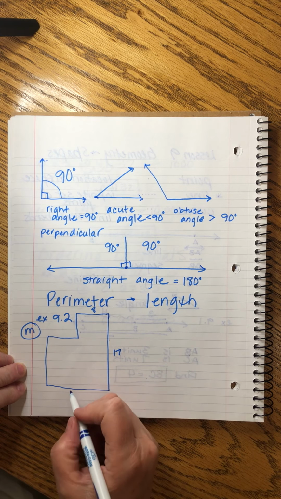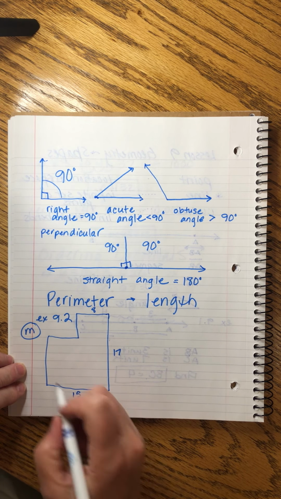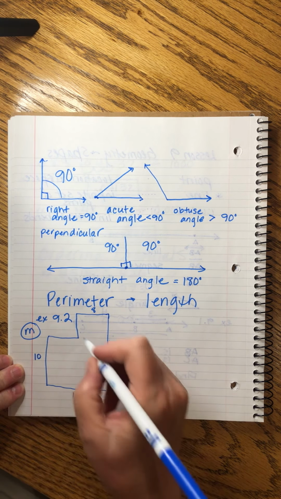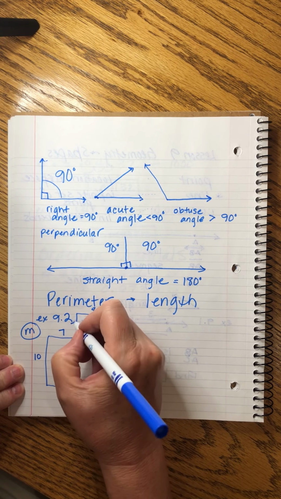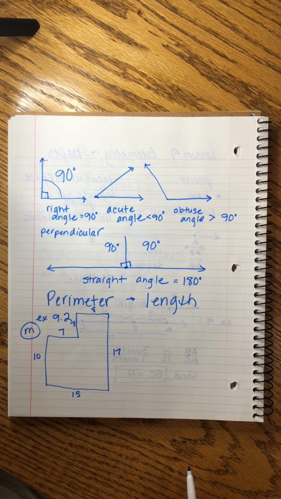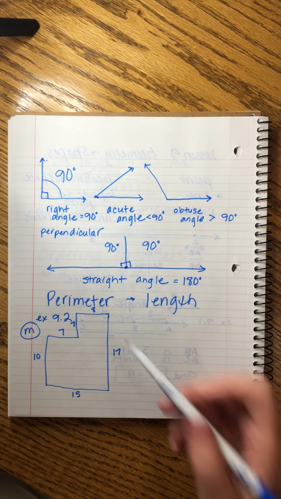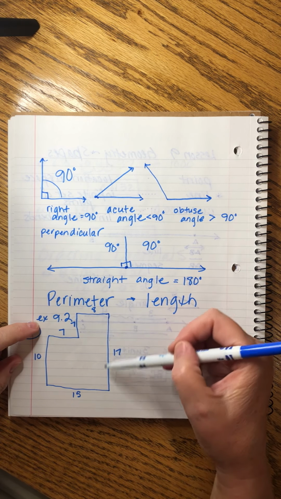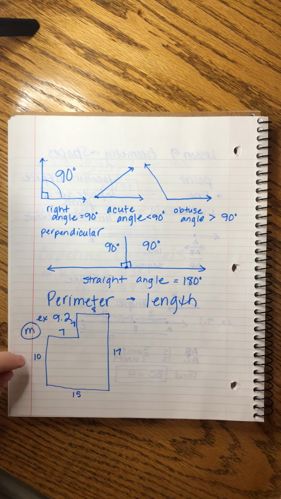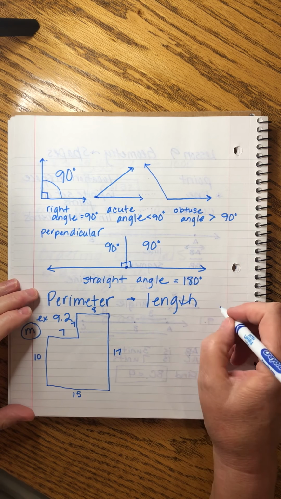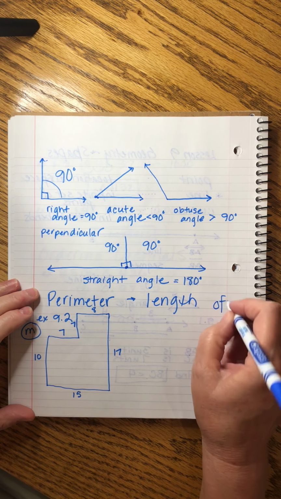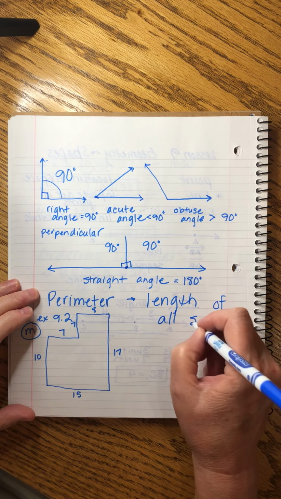I'm going to copy them. You do too. Okay, that's the way it looks in the book. What these numbers represent is the length of each side. So when we want to find the perimeter, we're adding up the length of all the sides.